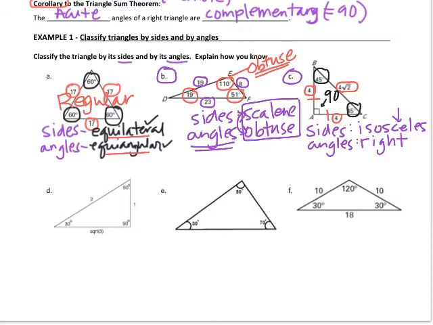All right, so I would like you to finish D, E, and F, and all you need to do is make sure that you remember to include a name or a type of side. Name the triangle by its sides as well as its angles, and you want to do that for each of those 3 problems at the bottom of the page.